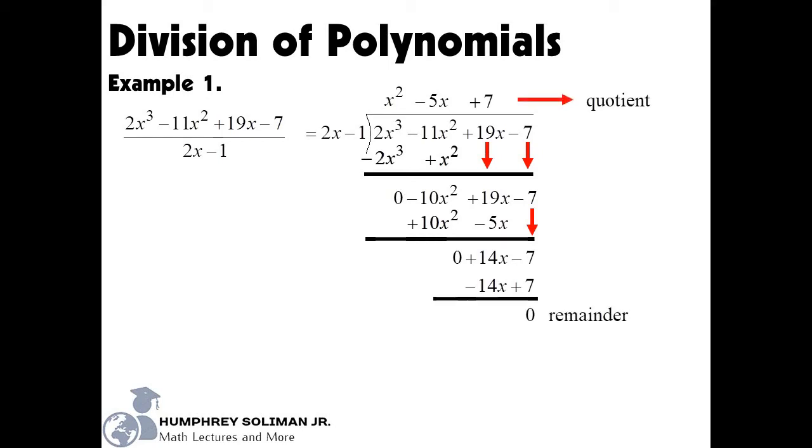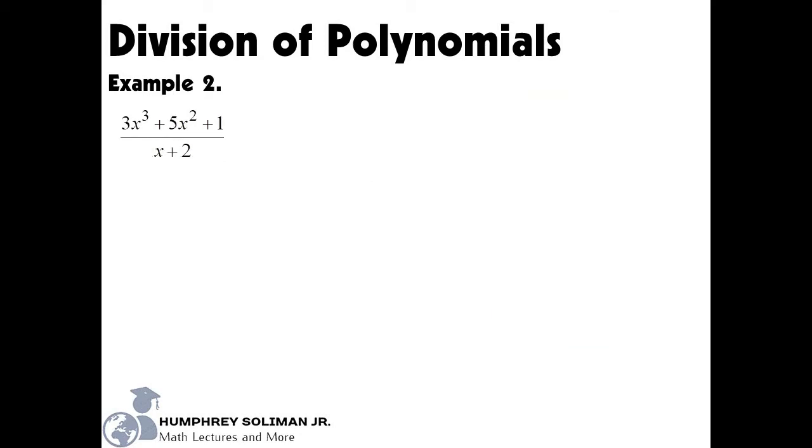Now we see that the remainder is 0 and the quotient is x squared minus 5x plus 7. We can also say that 2x minus 1 is a factor of 2x cubed minus 11x squared plus 19x minus 7 because the remainder is 0. Now, let's discuss example number 2.